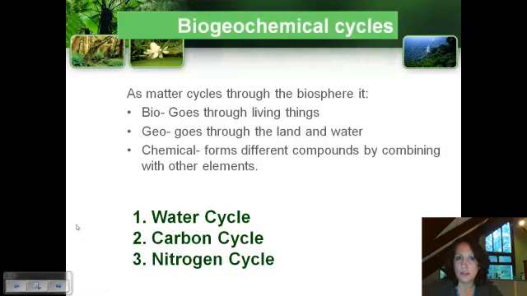And these biogeochemical cycles are named that because bio, they're going to go through living things. Geo, it's going to go through land and water. And then finally the chemical part of it is it goes into, forms different compounds by combining with different elements. So all of these biogeochemical cycles, we're going to see how water, for instance, is in living things, goes through the land or the water, and then maybe combined with other things to make different chemicals. And the same thing with the carbon and the nitrogen cycle.